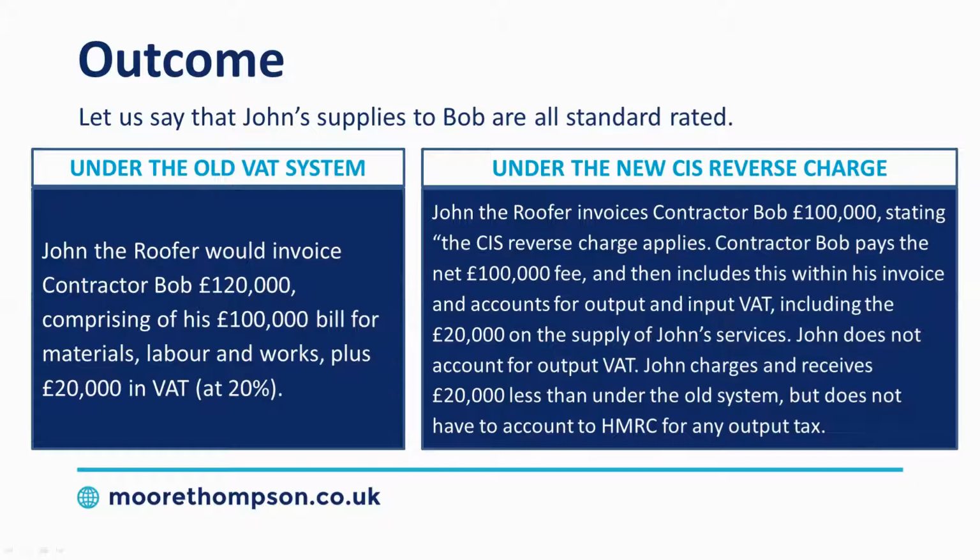On the reverse, contractor Bob has a cash flow advantage. He does not have to pay John £20,000, and then at the end of its VAT quarter, he cannot reclaim £20,000 as it is accounting for the reverse charge, and the output VAT offsets the input VAT.